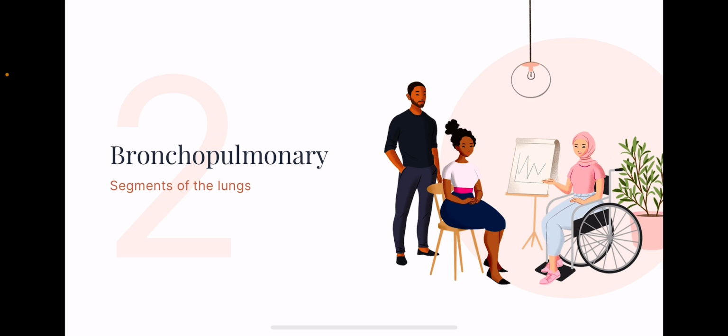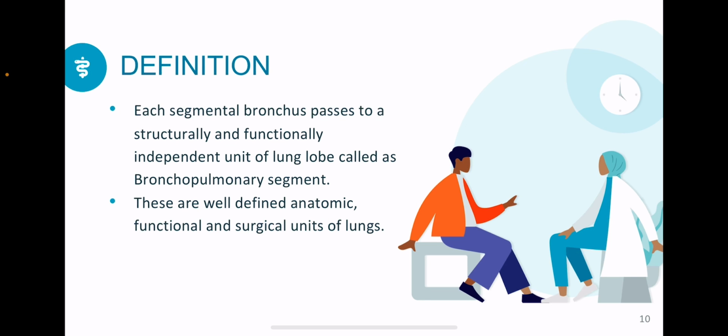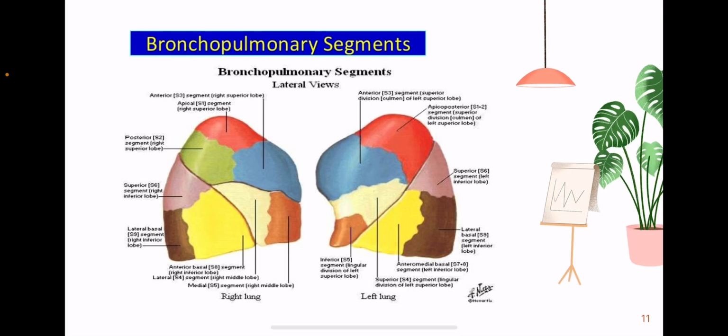Next, we talk about the bronchopulmonary segments of the lungs. Each segmental bronchus passes to a structurally and functionally independent unit of lung lobe called a bronchopulmonary segment. These are well-defined anatomic, functional and surgical units of the lungs. This picture signifies the bronchopulmonary segments of the lungs in lateral views.